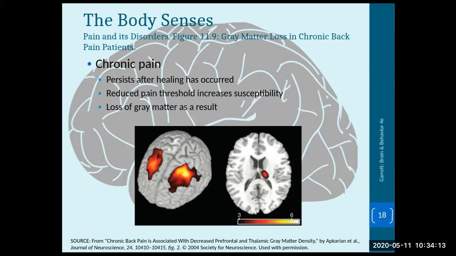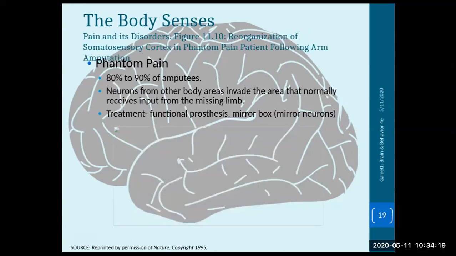And you're getting a reduction in the gray matter of that periaqueductal gray. So that thing that amputees, as I just described, suffer from, about 80 to 90% of amputees actually suffer from this. It's called phantom pain.